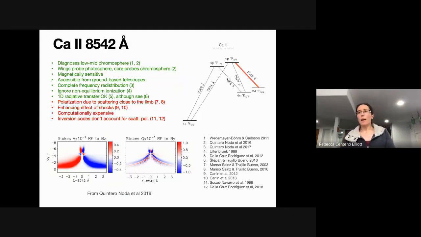Now I'm going to go to the topic of my talk. I'm going to be assessing two different methods to infer the magnetic field in the sun's atmosphere. But first, I want to introduce you to the spectral line that I'll be using to assess these two different inferences. It's the spectral line of calcium-2 at 8542 angstroms.